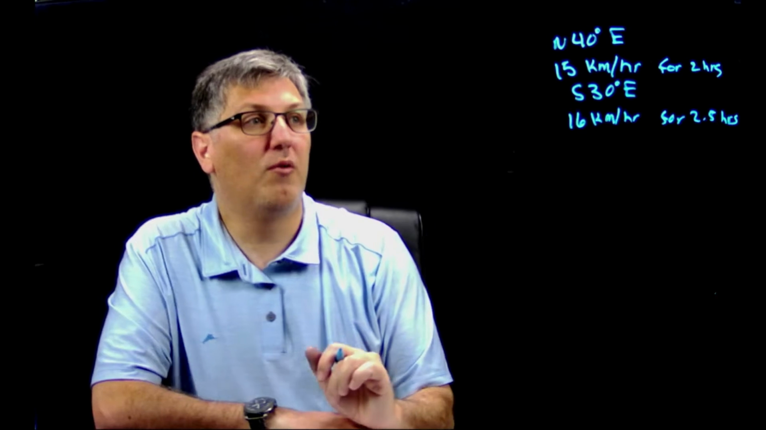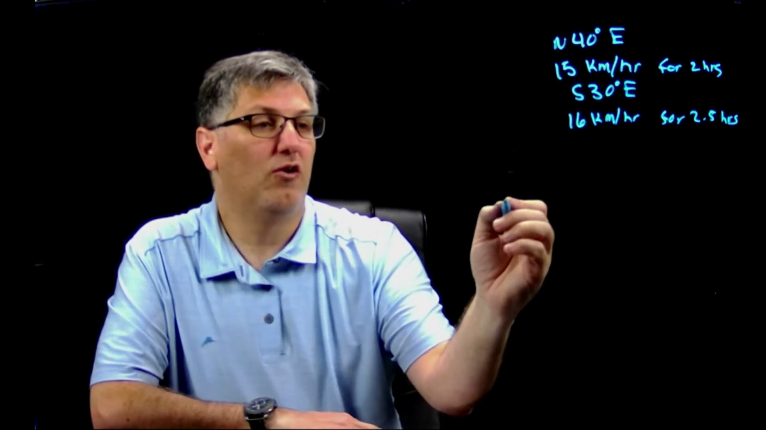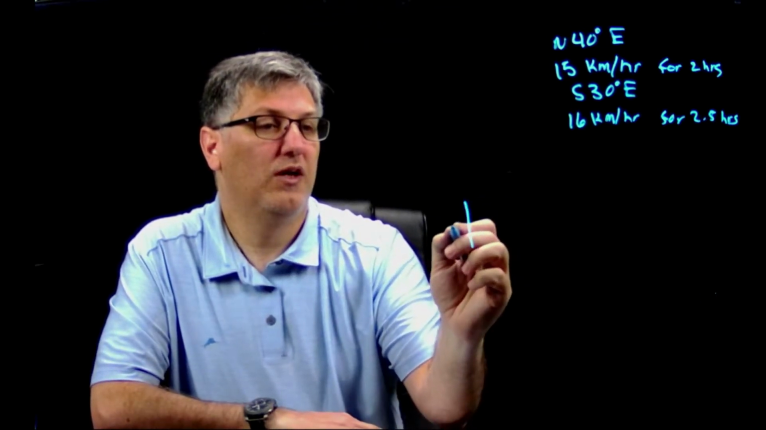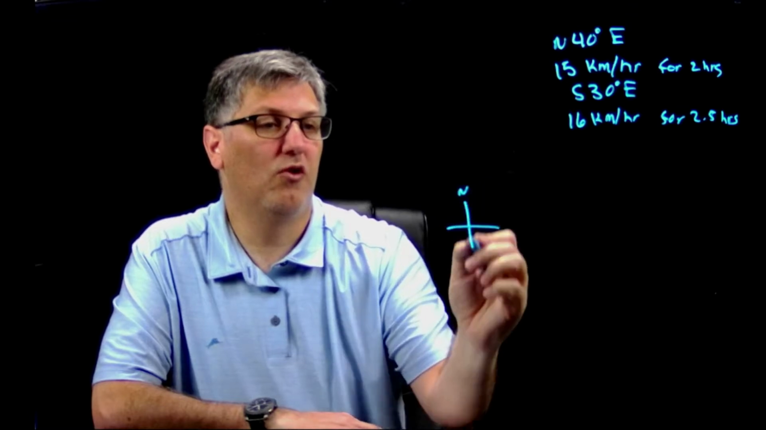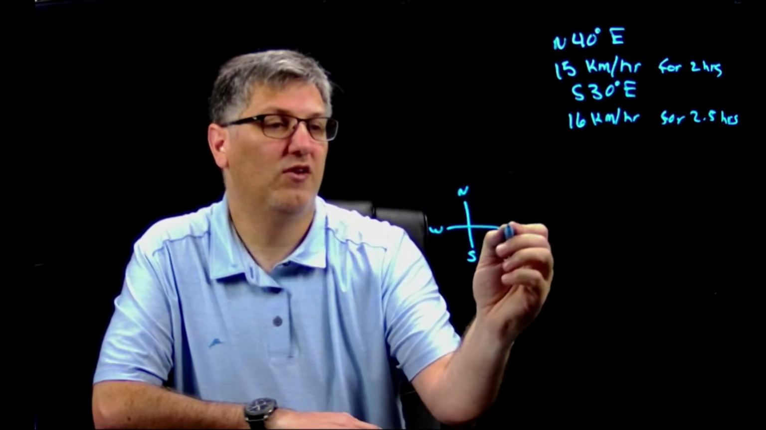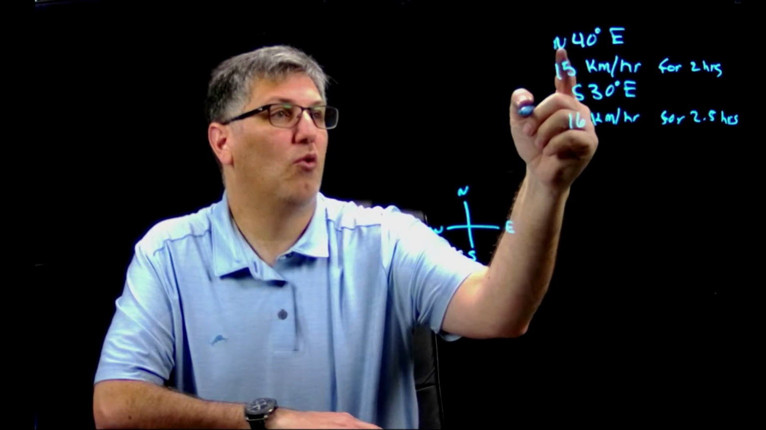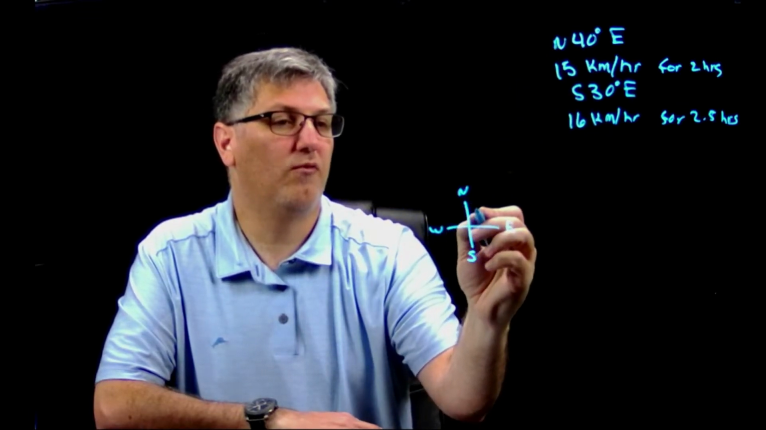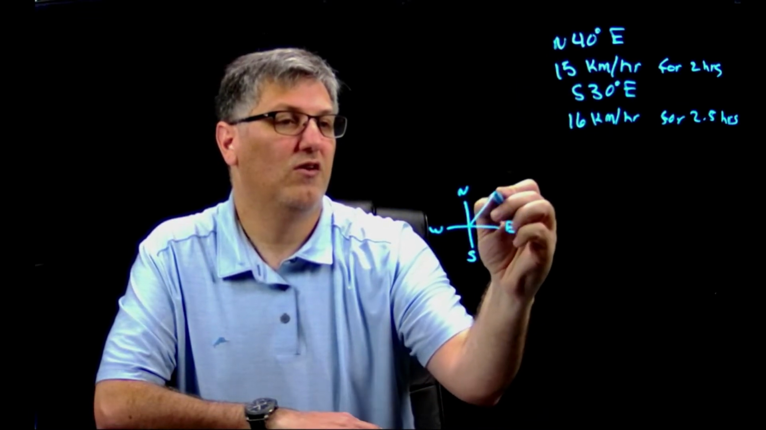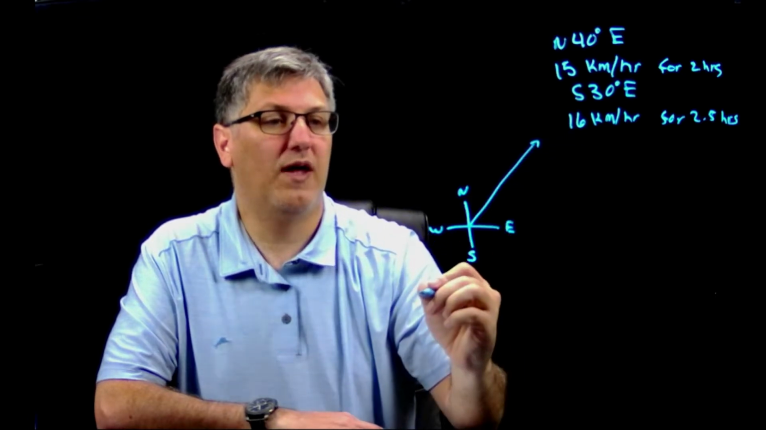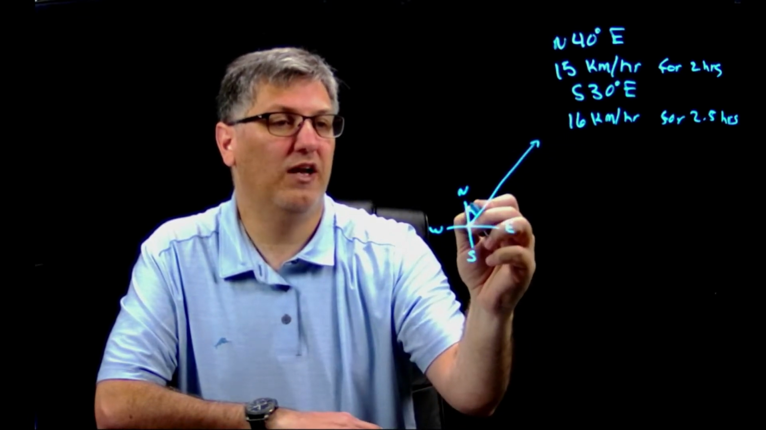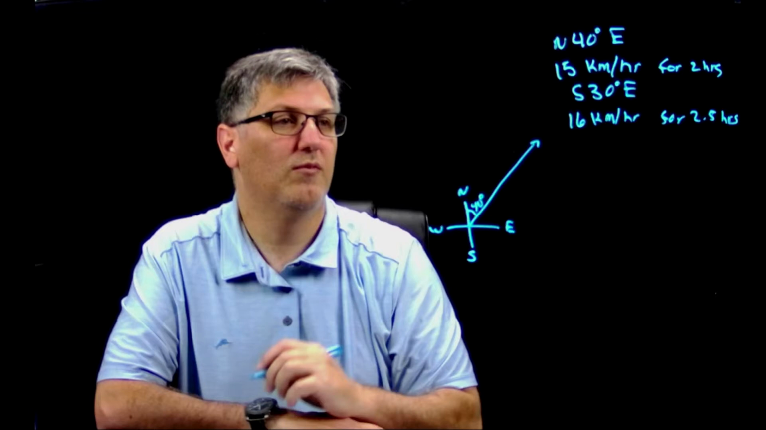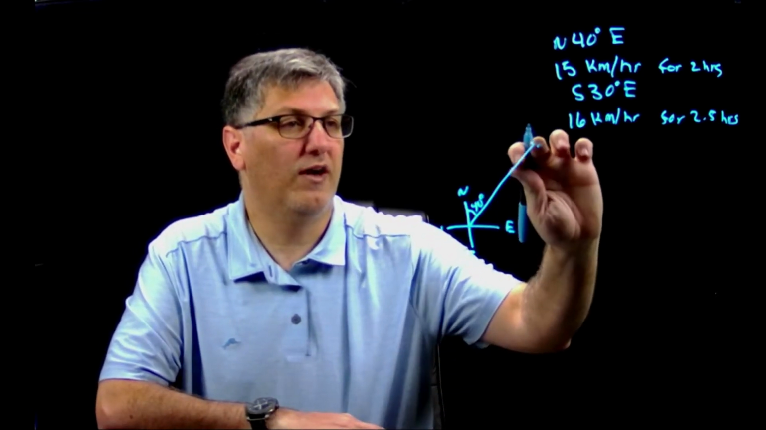So I'm going to start drawing my diagram from this. I'm going to draw a rose compass: north, south, west, east. This tells me north 40 degrees east. So north, I'm going 40 degrees east. So I'm going that way, and this angle right here is 40 degrees. Okay, I'm going to get rid of that little arrow.